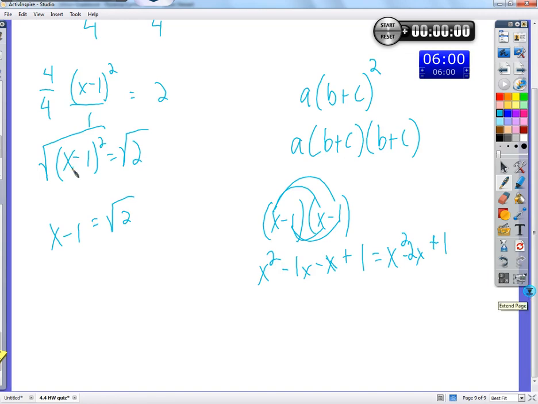Except for, whenever we take the square root, at that stage we always need to include plus or minus. Because a positive square root of 2 times a positive square root of 2 is going to give us 2. Or negative square root of 2 times negative square root of 2 is going to give us 2.